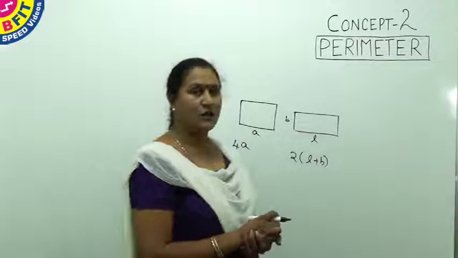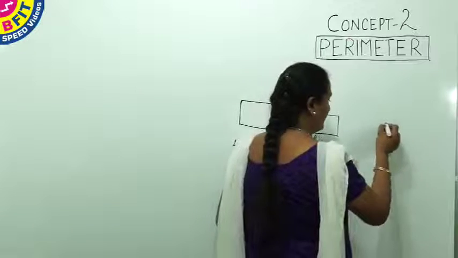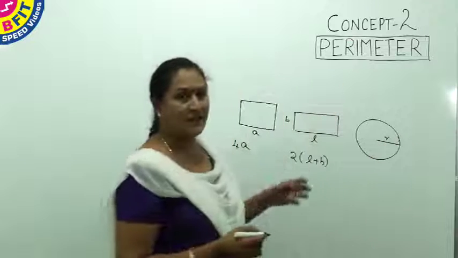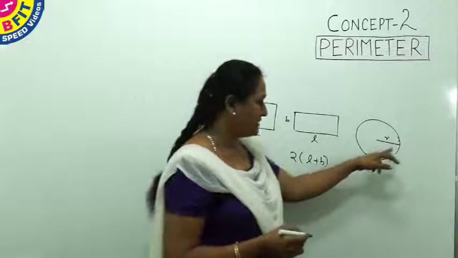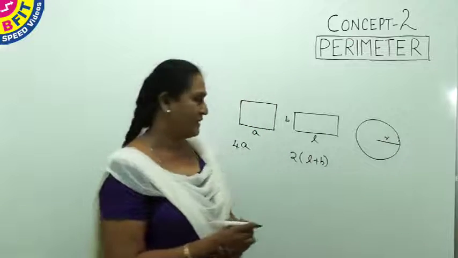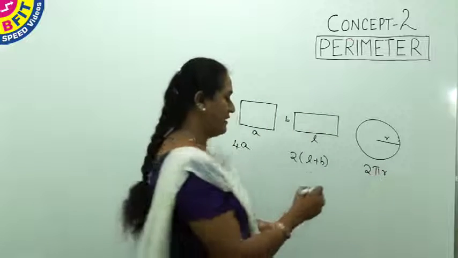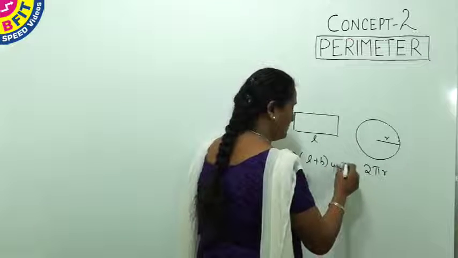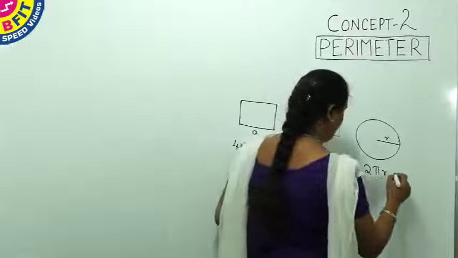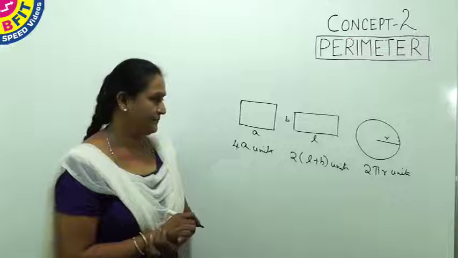Now suppose we are talking about a circular field. If the shape is a circle, now we name it the circumference. Circumference is the length of this portion, the length of the circle. So what is the formula for circumference? It is 2 pi r units. So here it is just units. So for a square it is 4a units, for a rectangle 2 into (L plus B), and for a circle it is 2 pi r units.